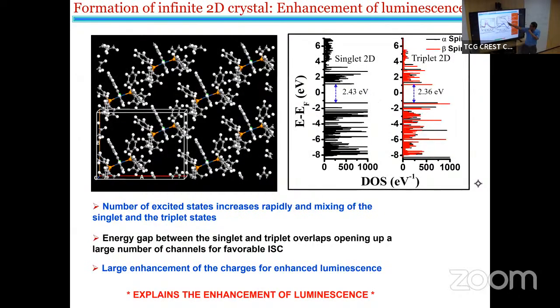Then we further extended the calculation to two-dimensional sheets, and calculated the density of states for both the singlet and triplet. You can see that the band gap is comparable in both cases, and the number of states has increased a lot, giving rise to the possibility of intersystem crossing, as well as more charge carriers being involved in this process. So this explains that once you come to the sheets, the number of states increases, so charge carriers increase. As a result, you can increase the luminescence intensity.